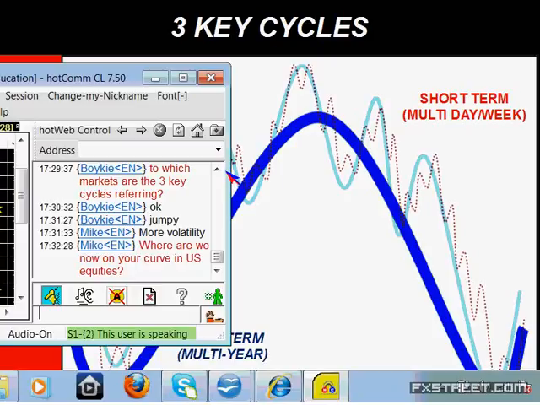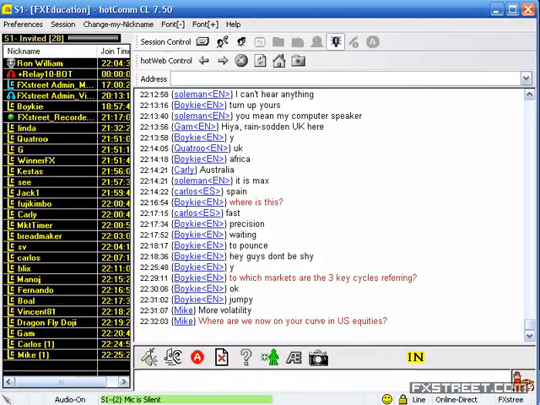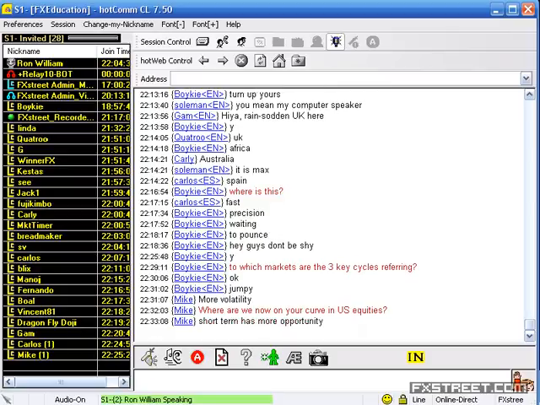Anyone tell me? Mike or Boyke? As intraday traders, which cycle are you likely to trade the most? I'll let you come back with the answer. But most people focus on short-term intraday or multi-day.